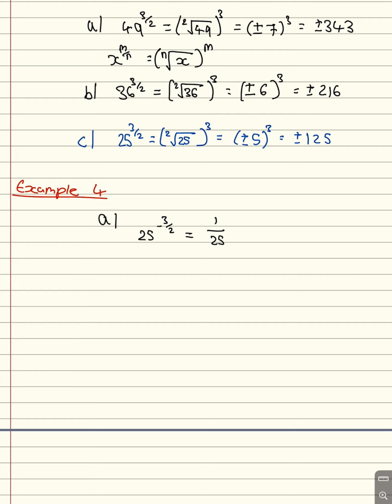But I have to take the square root of 1 and then cube it. But that will end up with the same answer as 1 anyway. So if I just take the square root of 25 and then cube it, I'll get the correct answer. So I'll end up with the following.